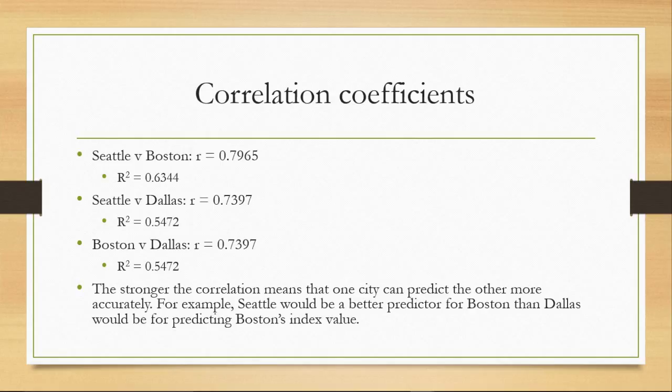So here are the correlation coefficients for each set of cities that I found. The stronger the correlation means that one city can predict the other more accurately. The closer to 1 the R value is, the better the correlation. And it shows that Seattle would be a better predictor for Boston than Dallas would be for predicting Boston's index value.